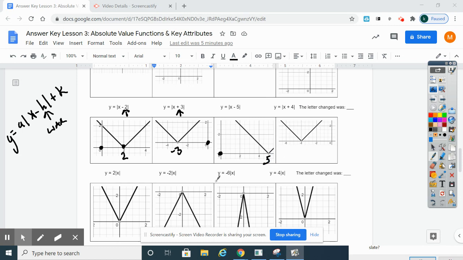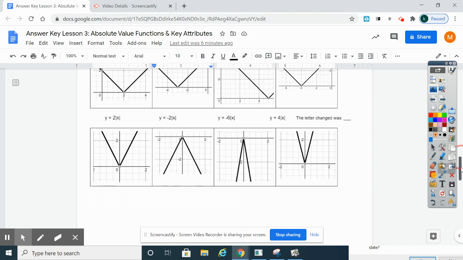So we could graph this last one. I don't think we need to. The letter changed here is h, and it does the opposite of what we think. When it's positive, it actually goes left to the negative numbers, and when it's negative, it actually goes right to the positive numbers. So h is a liar. Let's go see what the next line did for us.